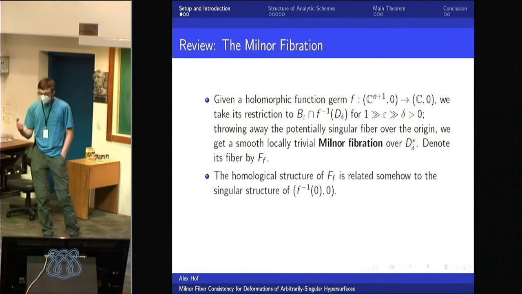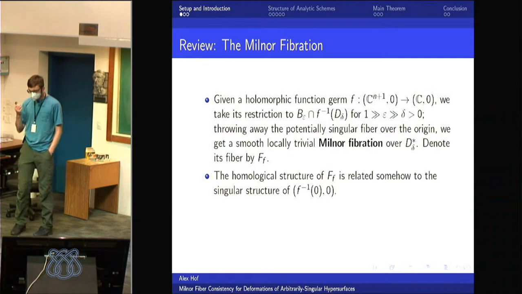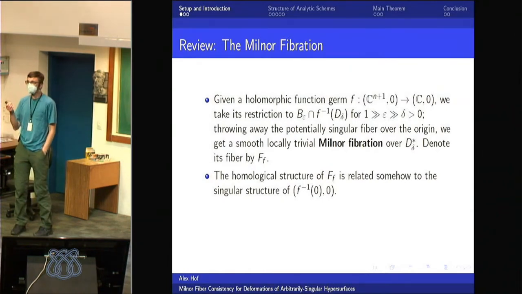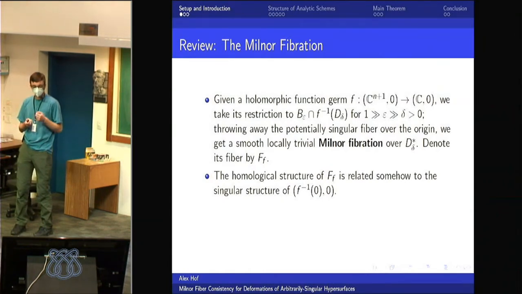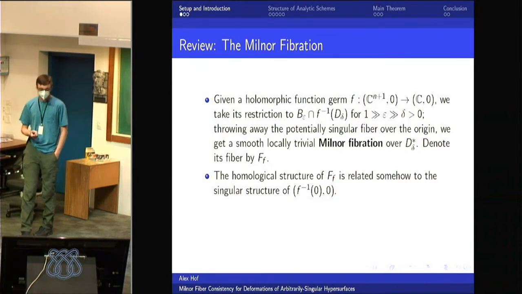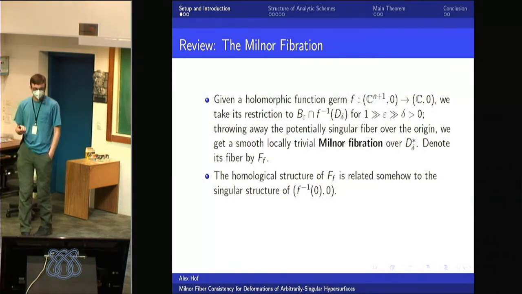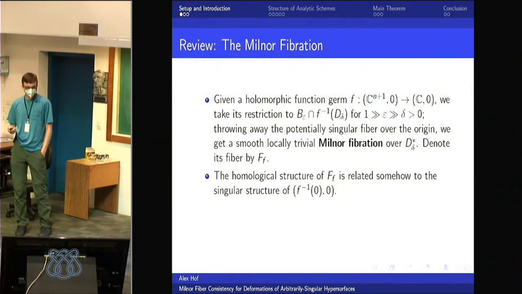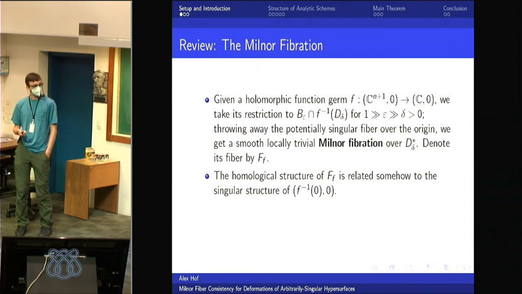Because it's a fibration, there's only one smooth fiber that we have locally. So we have this situation where there's one contractible singular fiber and one smooth fiber that has some sort of homological structure. And there is some relationship between these two. In particular, the homological structure of the smooth fiber is given somehow by the singular structure of the singular fiber, in a way that's not totally understood.